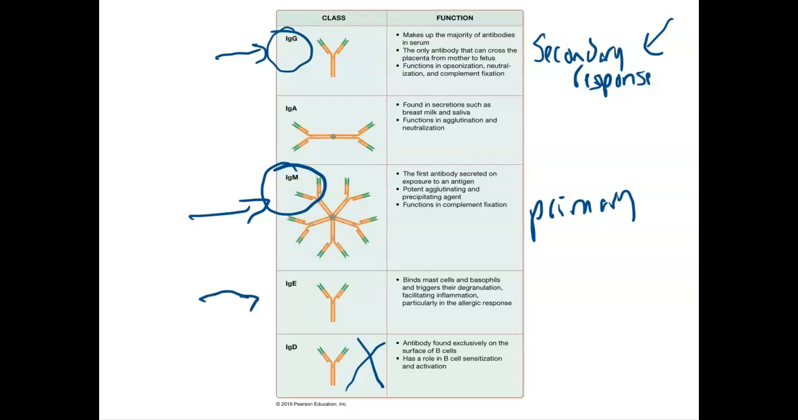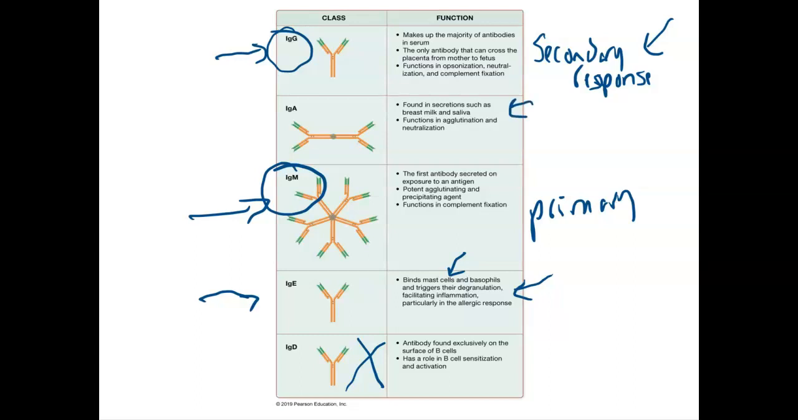Now, IgE really helps activate those mast cells. Let me cover that up a little bit. The basophils and the mast cells. So when IgE binds to a mast cell or basophil, that's what triggers the release of histamine and heparin, and it really causes a lot of inflammation to occur.